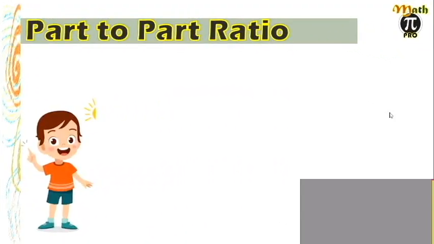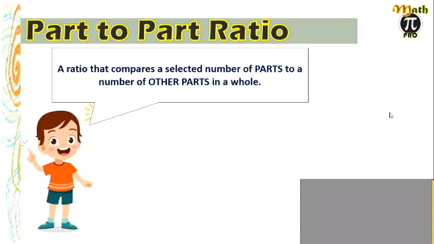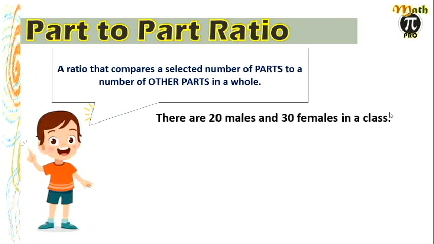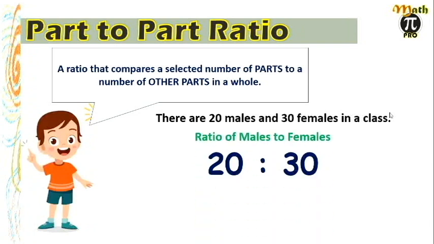A ratio could be a part-to-part ratio. It is a ratio that compares a selected number of parts to a number of other parts in a whole. For example, there are 20 males and 30 females in a class. The ratio of males to females in a class is 20/30, or in simplest form, 2:3. The ratio is a part-to-part ratio because both terms of the ratio are parts of a class, the males and the females.